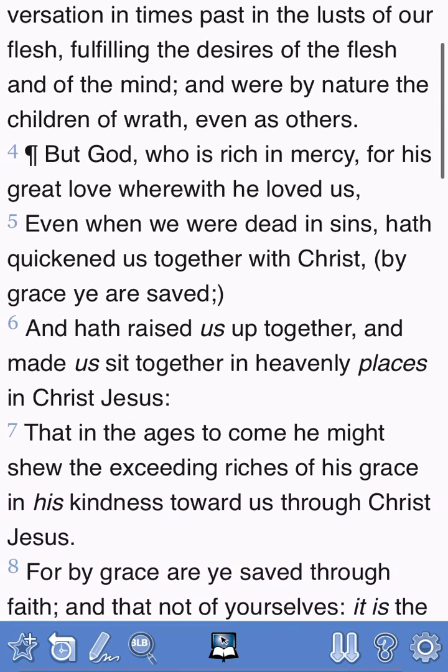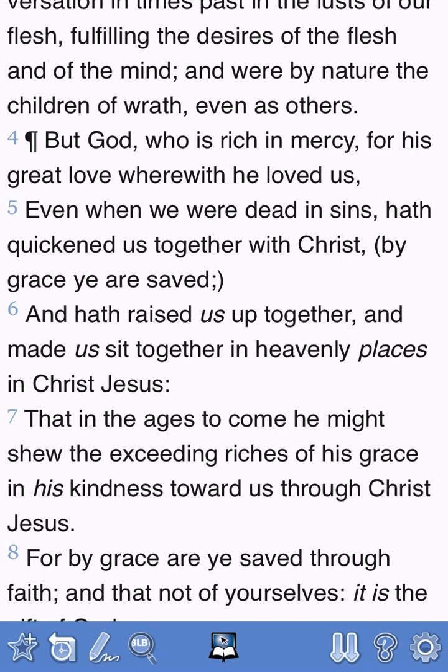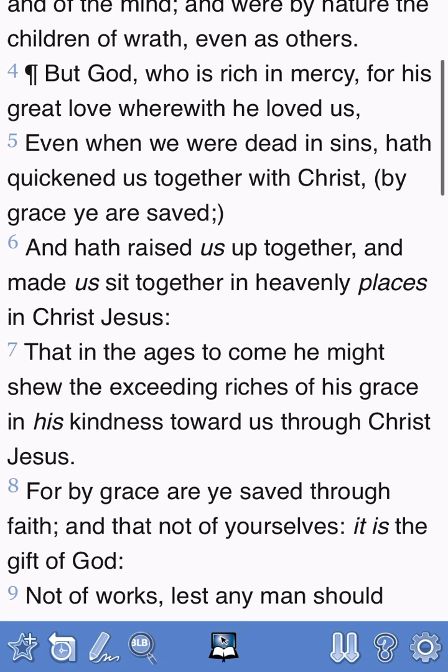So it says, but the Most High, who is rich in mercy, for his great love wherewith he loved us, even when we were dead in sins, hath quickened us together with Hamashayak. By grace ye are saved. It's all by grace. It's by the goodwill of the Most High. And it says, hath raised us up together and made us sit together in heavenly places in Hamashayak Yahweh Shai, that in the ages to come he might shew the exceeding riches of his grace and kindness toward us through Hamashayak Yahweh Shai.